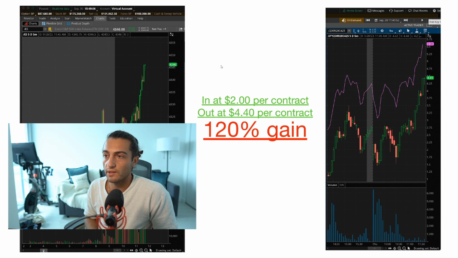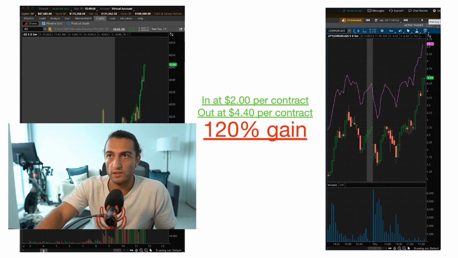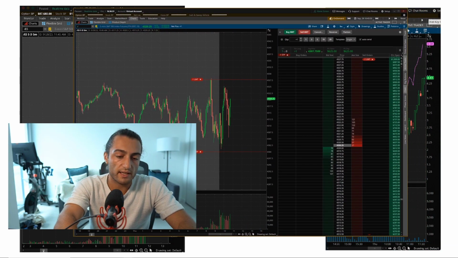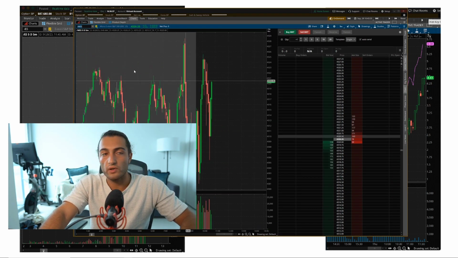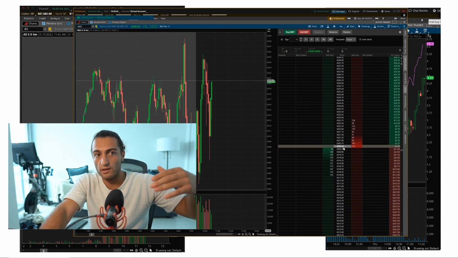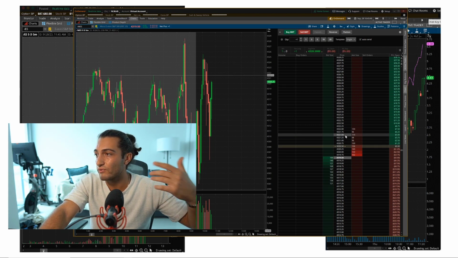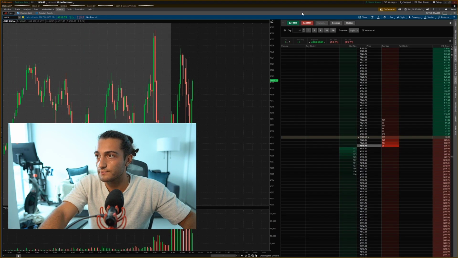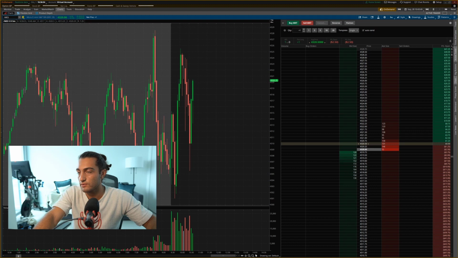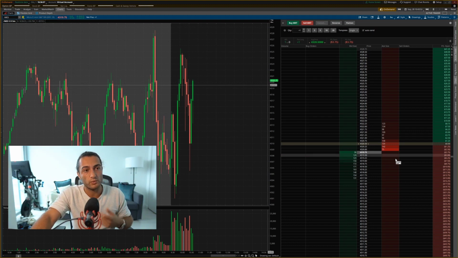You could also try out the micro contracts. So instead of having to have $500 in your account, you could trade a smaller version of the S&P, called the micro ES. So instead of typing /ES, I'm just going to type in /MES, and this is a micro version. What that means is, watch when I go long here. When I go long now on this smaller contract, every point is worth $5 instead of $50.